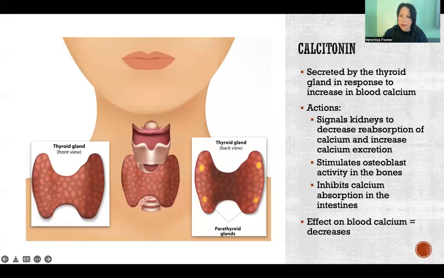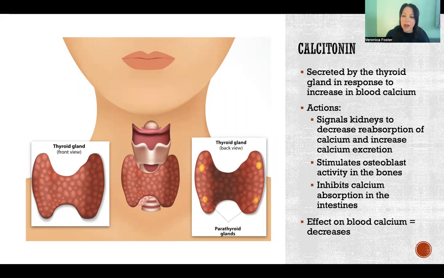Then finally, the last one, calcitonin, has the opposite effect. It is secreted by the thyroid gland in response to an increase in blood calcium. As our blood calcium goes higher and higher, maybe we had a calcium-rich meal and we absorbed a lot of calcium. To make sure that our blood calcium level doesn't get too high, our thyroid gland is going to secrete calcitonin to have the opposite effect. It tells the kidneys to decrease reabsorption. Basically, it tells the kidneys to excrete calcium, so we'll lose more calcium through the urine.